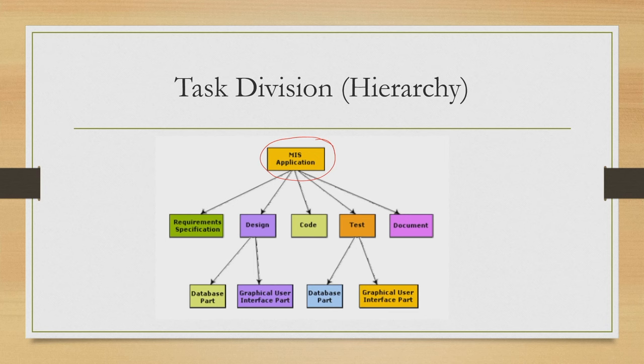Now, here as you can see, there are several tasks identified. Requirement specification is a task, design is another task, code development is another task, testing is another task, document creation is another task. Now, under design, there can be subtasks like database part design, graphical user interface design. Similarly, under test, there can be database part testing, graphical user interface part testing. Roughly, it follows our life cycle, of course, but this is a simple example of identifying tasks and organizing them into hierarchical form. So, that is the first thing that a project manager needs to do: identify the tasks and come up with some sort of hierarchy of these tasks for quick understanding.